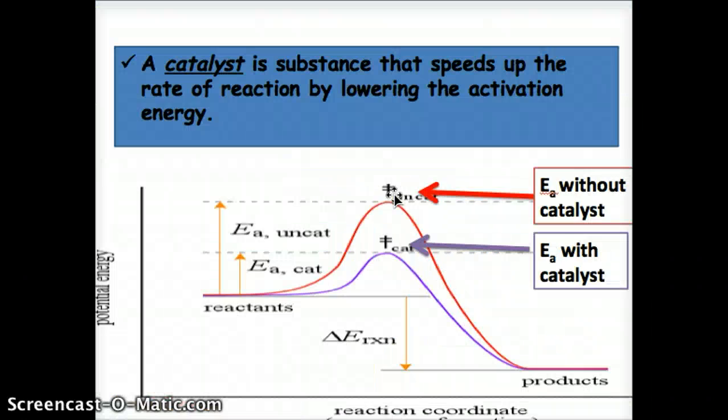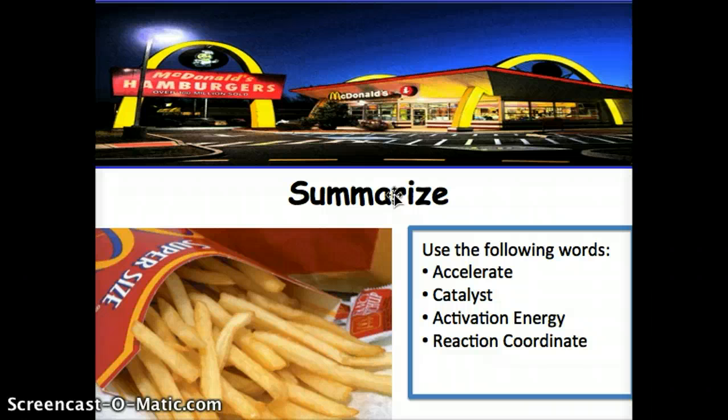On the right side of your notebook, you should have written all these notes. You are not being given notes. You have to write them on your own this time. And on the left side of your notebook, I need you to summarize what was learned throughout this small podcast using those four words: accelerate, catalyst, activation energy, and reaction coordinate. It would be a good idea to draw a reaction coordinate and then explain how a catalyst plays a role, what an activation energy is, and how you would accelerate the rate of a chemical reaction, which is the essential question for this podcast.